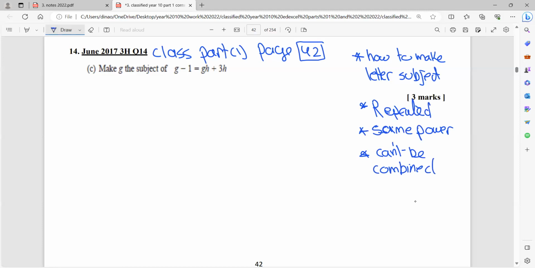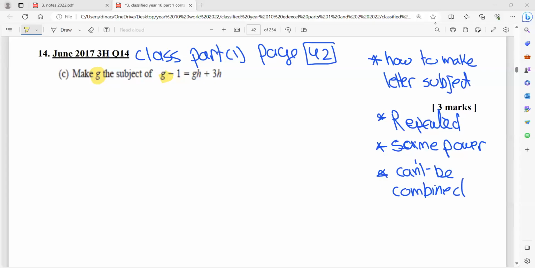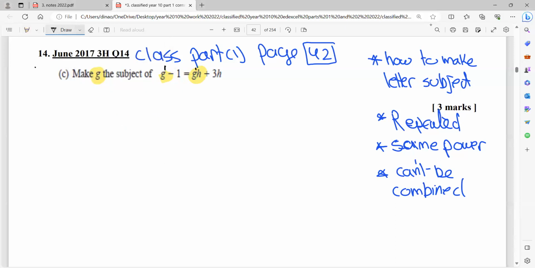Okay? But now we are going to discuss the questions in which, please pay attention, a letter is required to be subject. Let me just zoom out. This letter is repeated, as you can see. This letter is repeated, and the letter has the same power, which is power 1 in both sides of the equation, but this letter cannot be combined. So what do I do in this case?